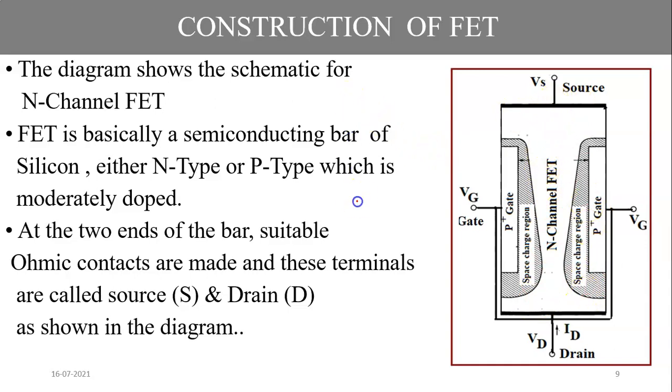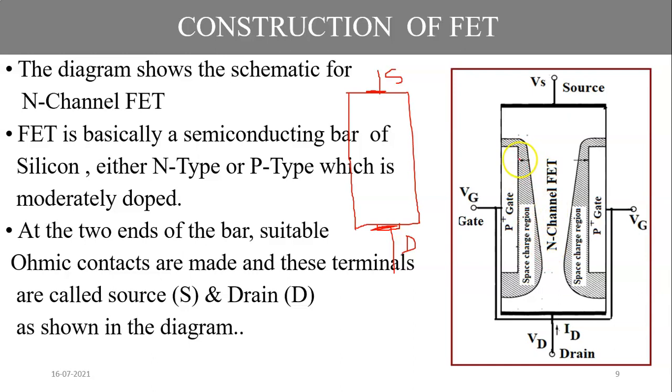So, when I have a semiconducting bar, what do we do? We'll consider a semiconducting bar. We'll make two ohmic or metal contacts so that I get two terminals. One of these two terminals will act as a source, the other will act as a drain.